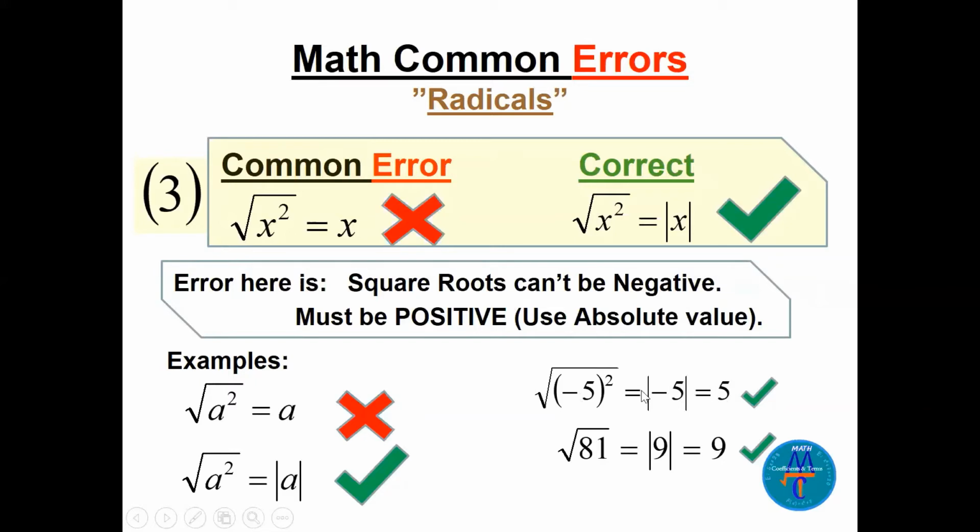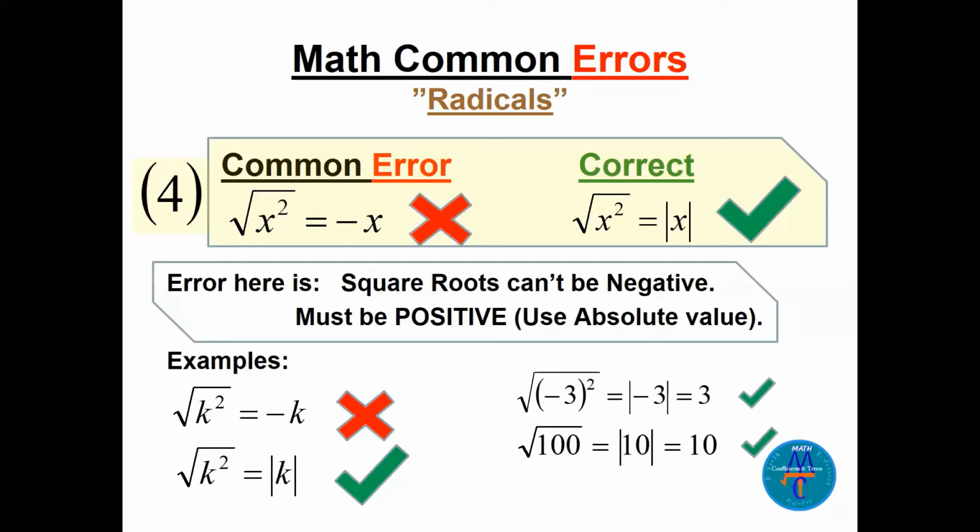So that's why you always have to put an absolute value on the square root to make sure that the answer is positive. Square root of 81, only 9. So if you see something like square root of a squared equals a, that's wrong. You should write square root of a squared is equal to absolute value of a. That's error number 3. Let's see number 4.